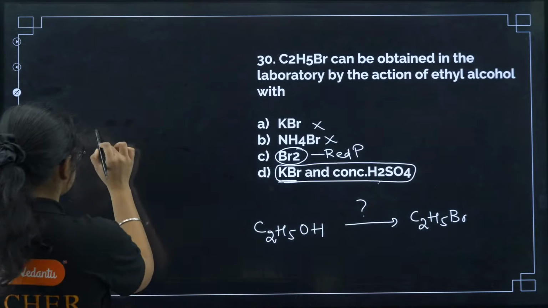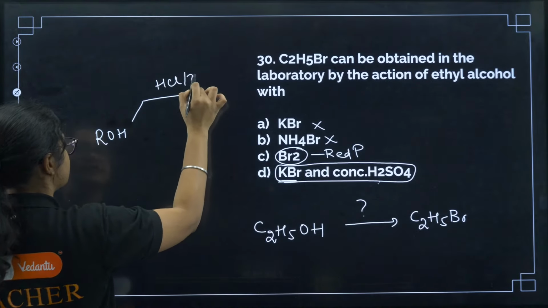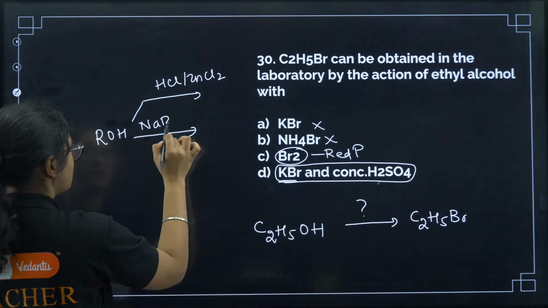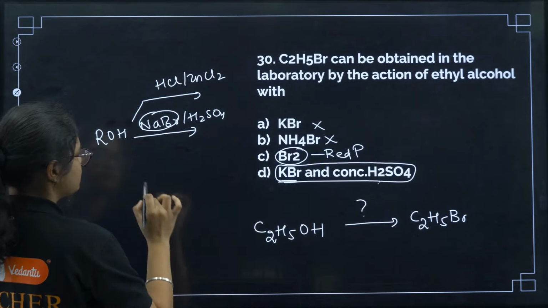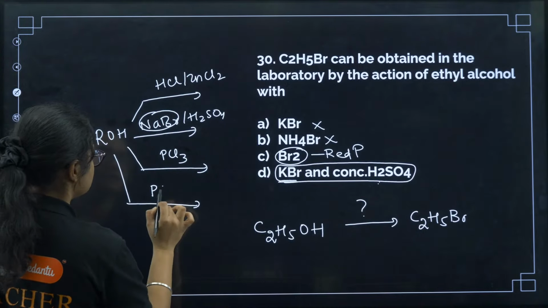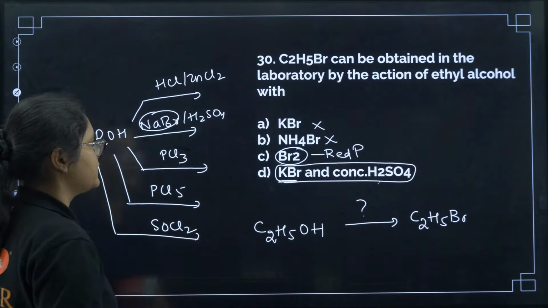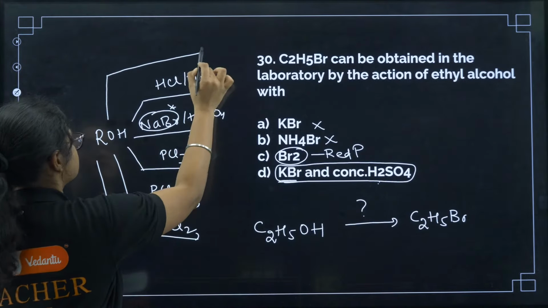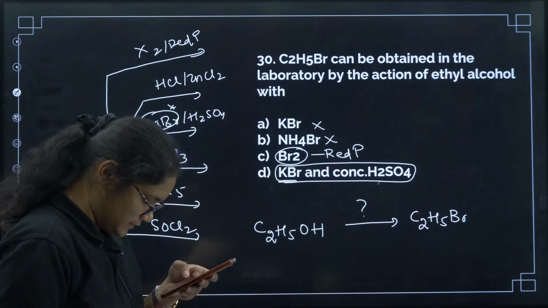Let me just revise once again. If you have ROH, okay, you can use HCl plus ZnCl2, then you can use NaBr plus H2SO4. That can be used even with KBr, that is also fine. Then you can use PCl3, you can use PCl5, you can use SOCl2. Okay, these are the 5 methods that are there. And one more you can use is X2 with red phosphorus. Okay, so D is the correct answer.